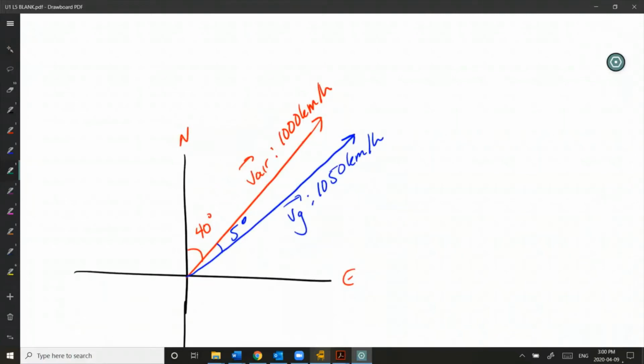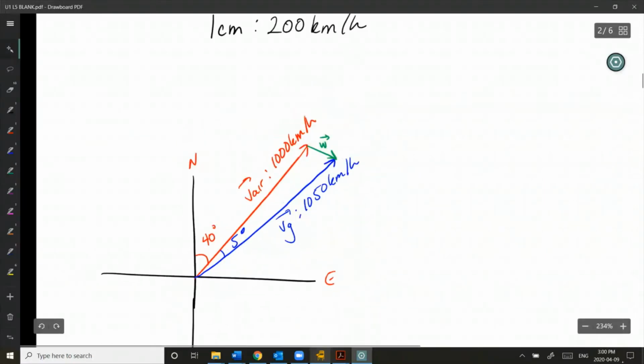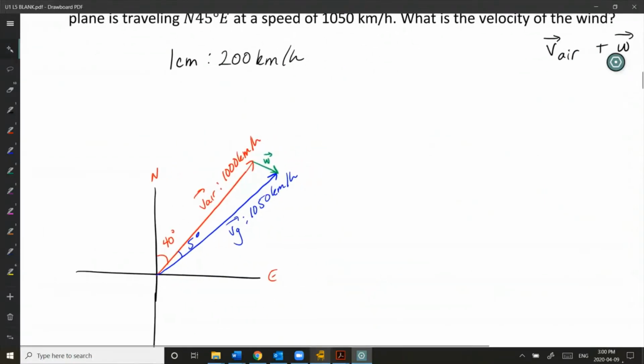If we think about our vector addition, the wind is going to be added to the vector that represents air velocity in order to get ground velocity. So the wind needs to be acting on the air velocity in order to get that ground velocity. So there's our wind velocity. So I have two sides in a contained angle. So in order to find magnitude of the wind vector, I can use cosine law.